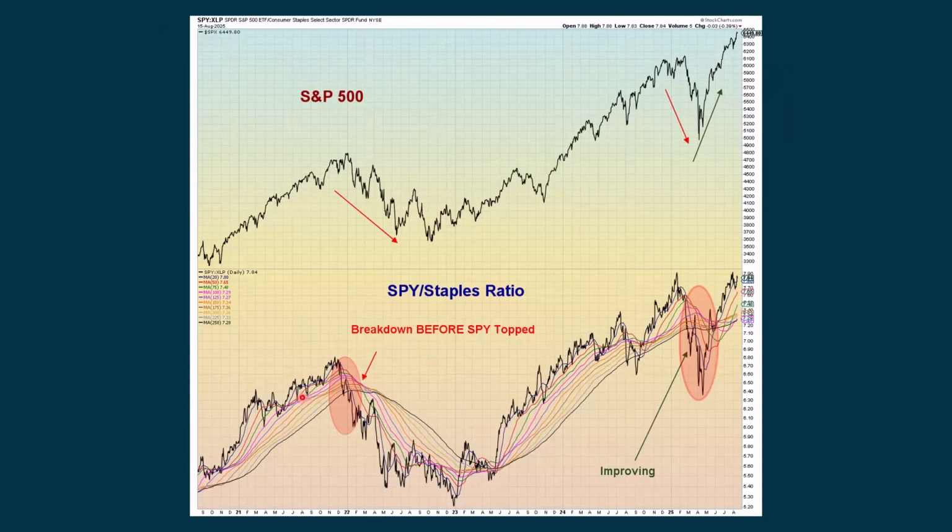This is what happened at the end of 2021. This ratio rolled over, started to go down. Then we got into 2022. The S&P still set a new all-time high, but this ratio was already falling apart. And then we went down after that.